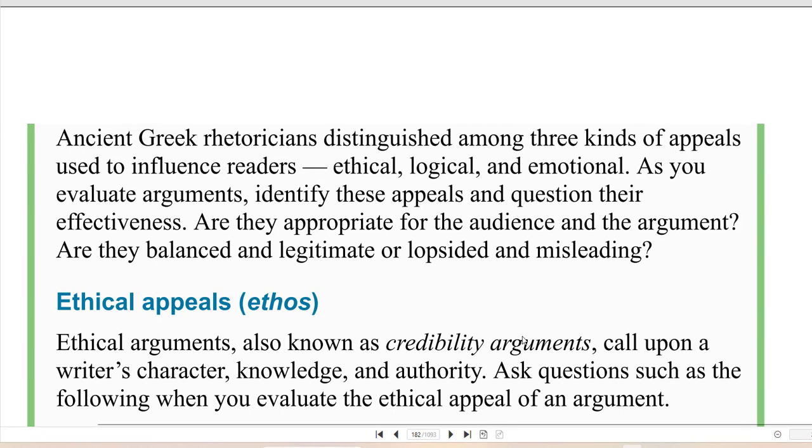Ancient Greek rhetoricians distinguished among three kinds of appeals used to influence readers: ethical, logical, and emotional. As you evaluate arguments, identify these appeals and question their effectiveness. Are they appropriate for the audience and the argument? Are they balanced and legitimate, or lopsided and misleading?